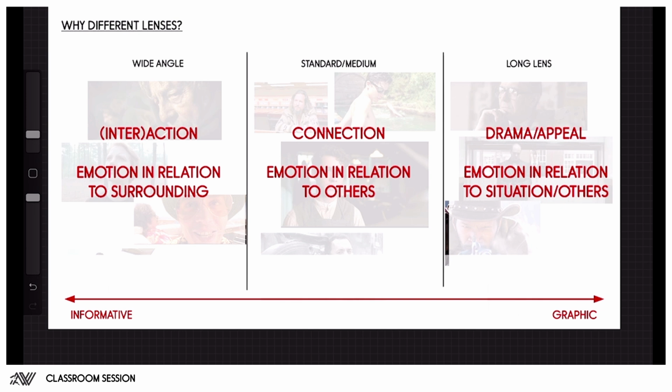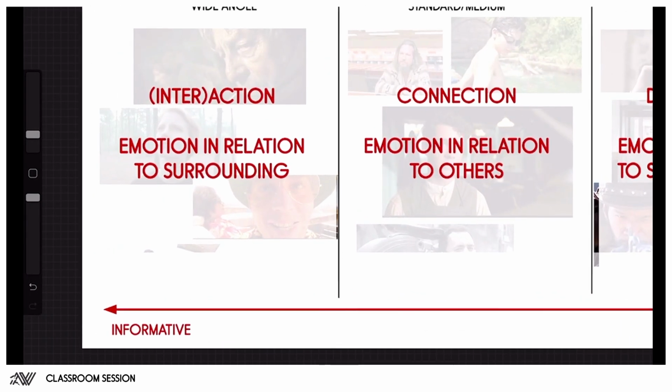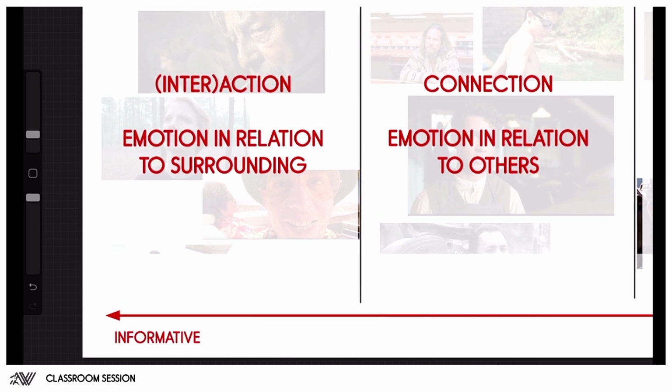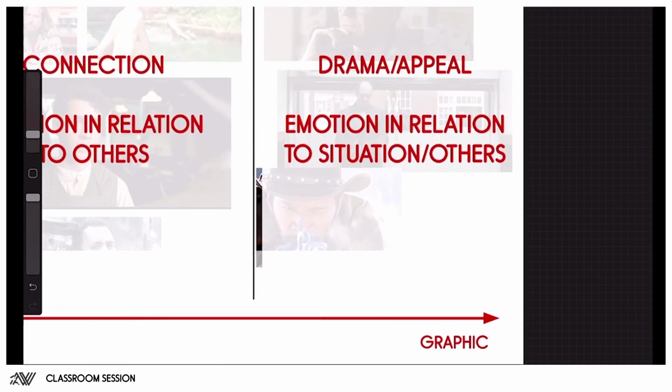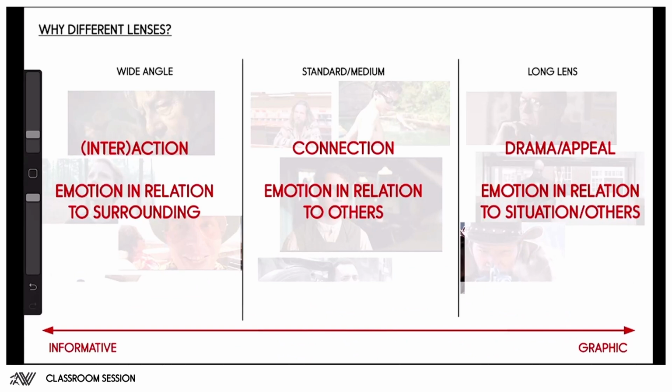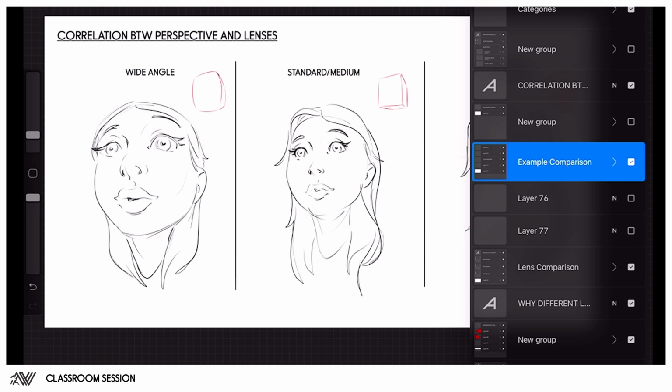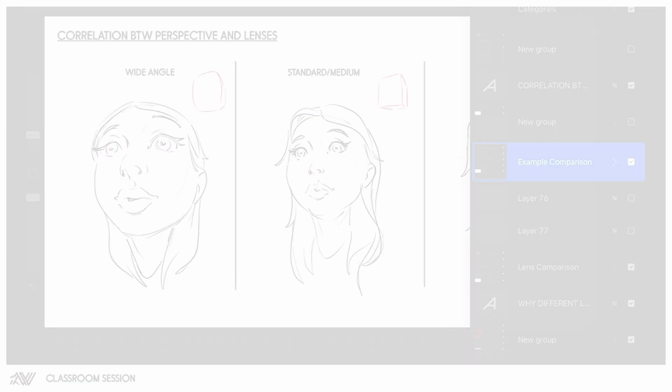And like with the arrow, what I did, as you can see down below, is that from wide angle to long lenses, we go from being very informative to more graphic, right? Now, I'm not saying that wide angle lenses can't be graphic. They certainly can be, but it becomes increasingly important with a long lens to make a very nice graphic composition. And we'll see this in an example later on. So what's the relation between perspective and lenses then?